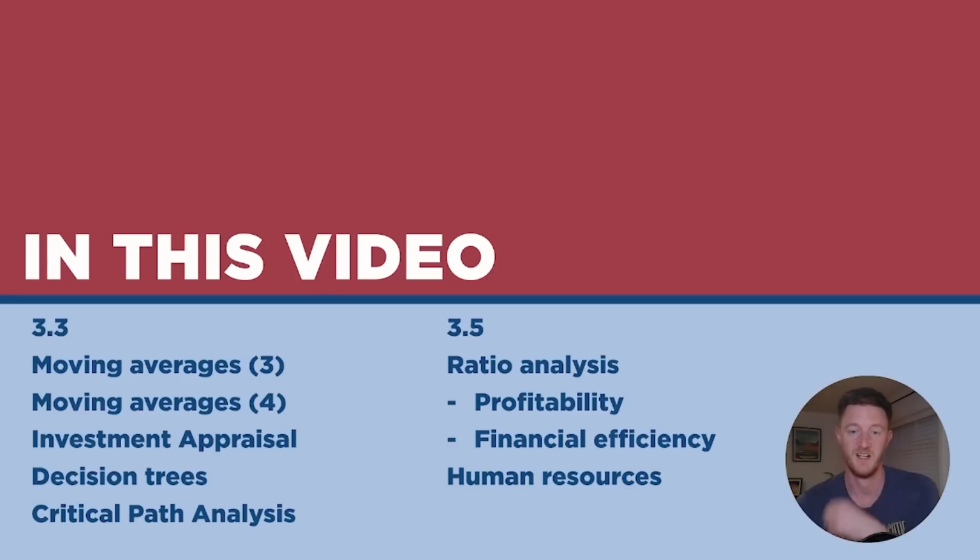We've got moving averages, 3 period and 4 period. We've got investment appraisal, decision trees and critical path analysis. Bit of a gauntlet in 3.3 actually. And then in 3.5 we've got ratio analysis and human resource calculations. So let's get started with these.